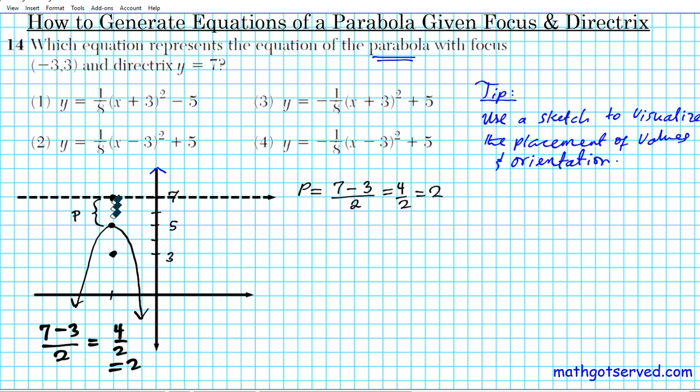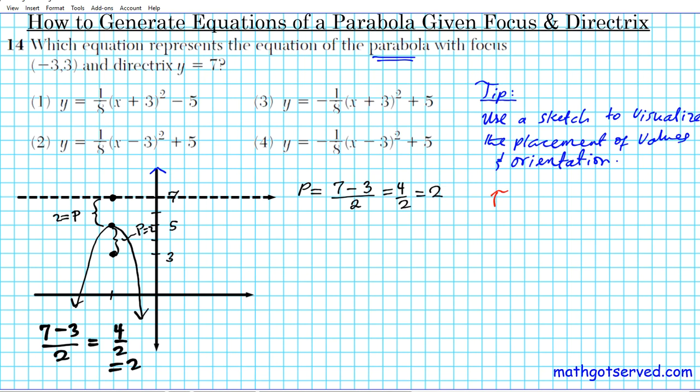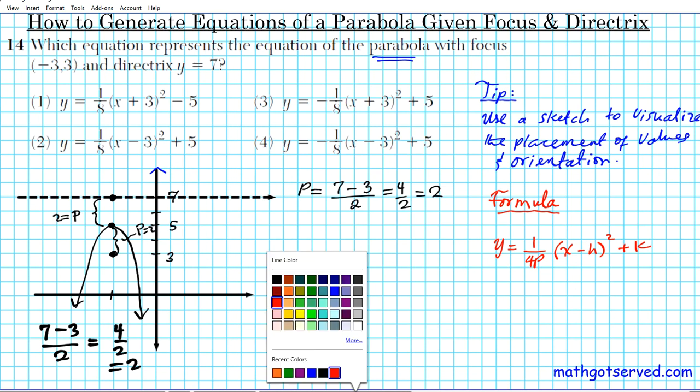Remember, P is the distance from the directrix to the vertex and is also equal to the distance from the focus to the vertex. They both have a value of 2. Okay, now to finish this problem off, we need the formula for the parabola with this kind of orientation. So the formula for a parabola opening up and down is y equals 1 over 4p times (x minus h) squared plus k. Okay, so what is hk? Hk, you just look at the vertex of the parabola.